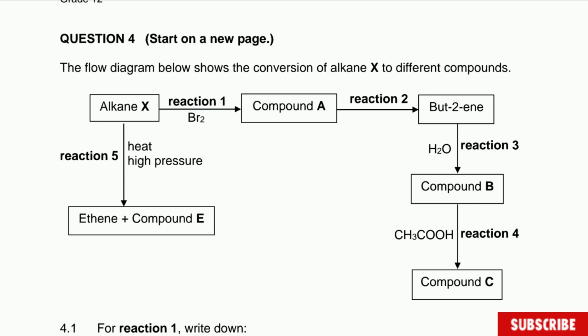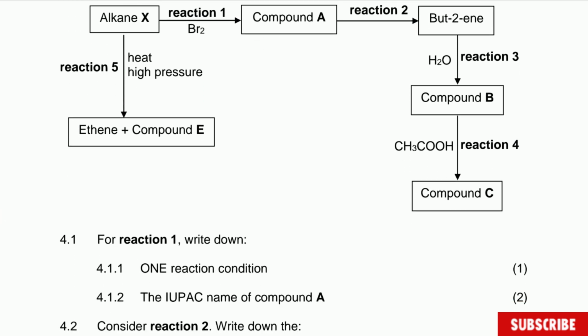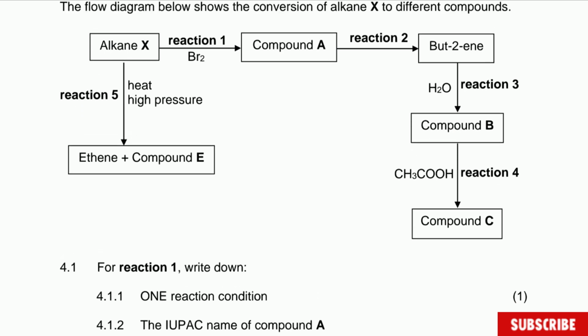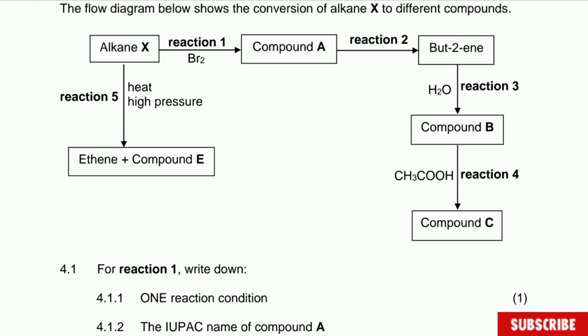This question said the flow diagram below shows the conversion of alkane X to different compounds, and you have the reaction there. You start with an alkane and you have different directions there. For reaction 1, now in reaction 1 guys, you can see here one reaction condition and the IUPAC name of compound A. But reaction 1, let's first of all identify.